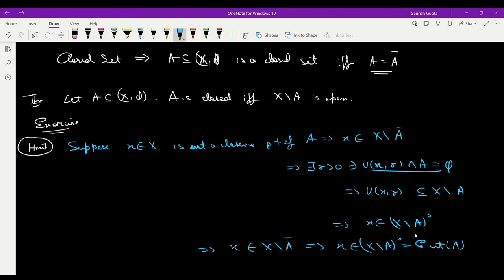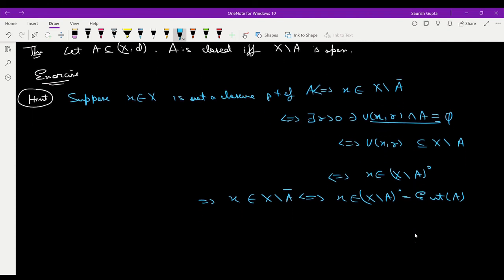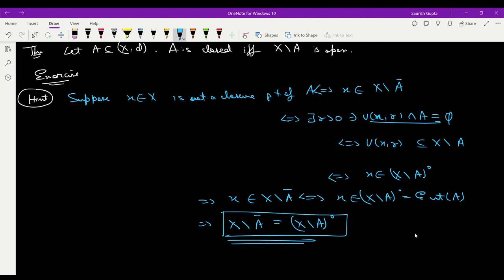And if you carefully notice, all these steps are symmetric, that is, they are equivalent steps, sorry, biconditional, if and only if steps. So what does this mean? That the complement of the closure of A equals the interior of X minus A. So you can use this to prove the theorem.